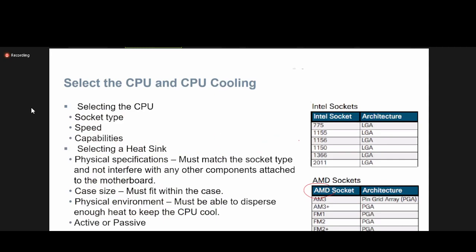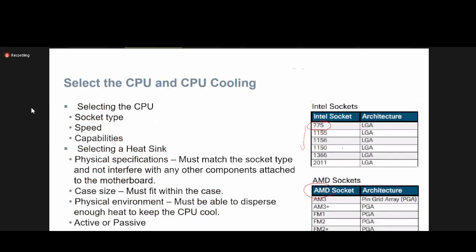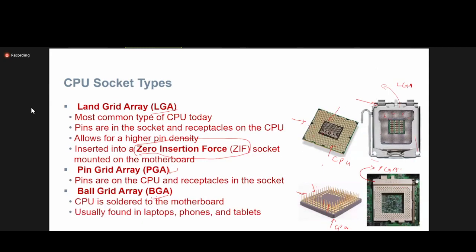So here are some examples of commonly used architecture in Intel sockets. So LGA 775, LGA 1155, and so on. So here you can see a small list. This number basically indicates the number of grids on the CPU, right? So 775 means there are 775 grid places on the CPU.